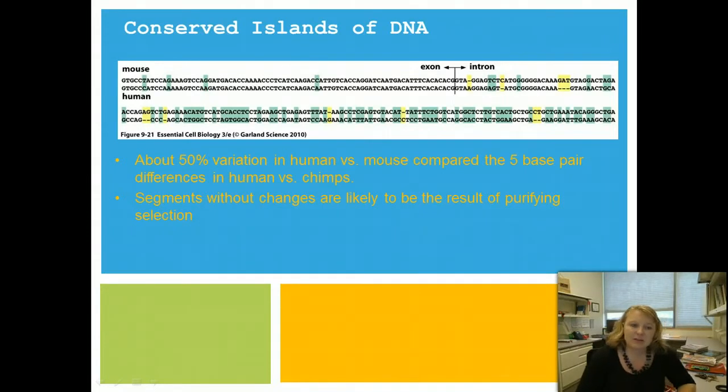And these segments without changes are likely to be results of purifying selection. And what that means is that if changes occur in this area, it's going to cause a lethal change or something that can't be survived. They have to be there. So purifying selection is where the genes cannot be changed no matter what. So remember that purifying selection means that if it's changed, chances are that offspring or that person or that organism is not going to survive, because it is that important to life.